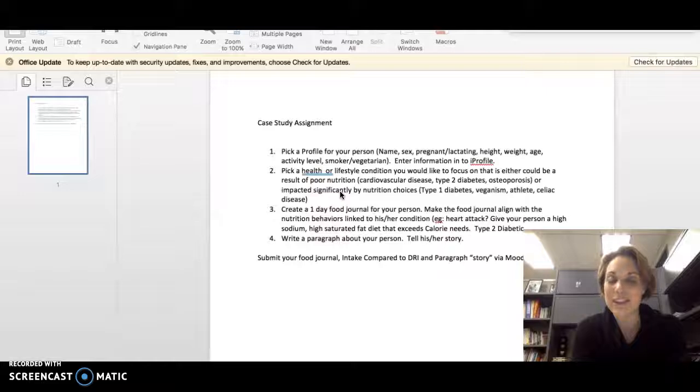And I want you to do a condition that is resonating with you, maybe has something to do with how you want to approach nutrition in your personal career, et cetera, et cetera. And lastly, after you create that food journal, you're going to write a paragraph about your person. So tell his or her story. Tell me what this person does during the day. Tell me how he or she was diagnosed with a health condition. Tell me about his or her lifestyle choices.